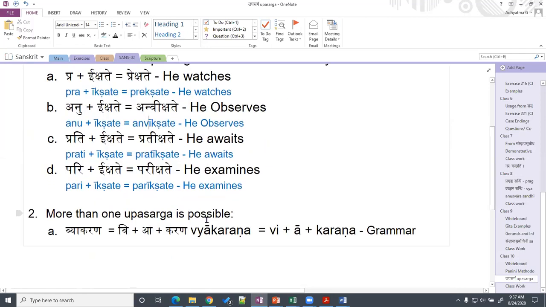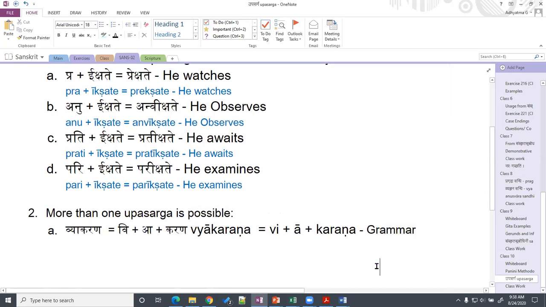More than one upasarga is possible. So this is a very famous word, vyakarana. V plus a plus karana, vyakarana. It is the word for grammar. The word we are studying is vyakarana. It literally means to take apart in a special manner. That's what literally the word meaning would be.